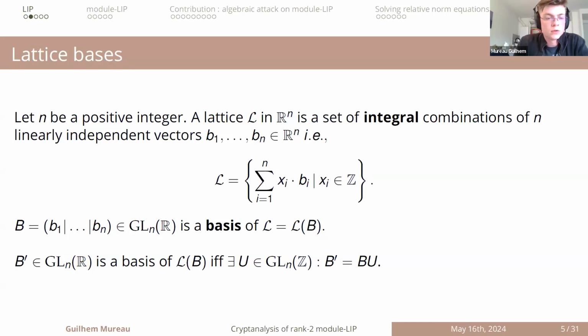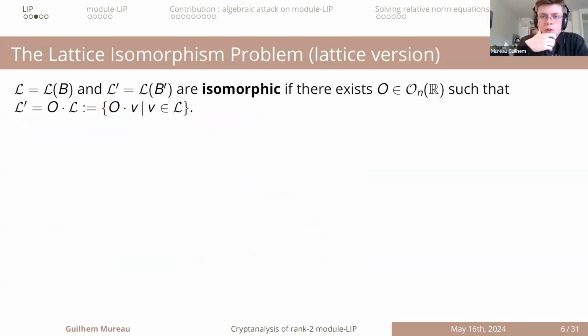B', an invertible matrix with real coefficients, is also a basis of the lattice generated by B if and only if there exists a unimodular matrix, an invertible matrix with integer coefficients, such that B' is equal to BU. We say that two lattices given by bases B and B' are isomorphic if there exists an orthogonal map which maps L onto L'.